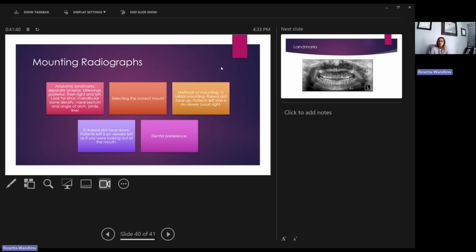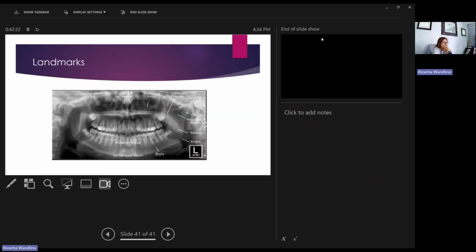The methods of mounting are two kinds based on the ADA. Labial mounting, which is from the raised dot. Again, this is for film. The raised dot is faced up, meaning the patient's left side is on the viewer's right. That's recommended. The other is raised dot face down. This is patient's left on viewer's left, as if you were looking out of the mouth. Not ideal. When we look at x-rays, we're looking left to right. We're not looking through the mouth, like our eyes are coming through the mouth. And it's always going to be dentist or provider preference.